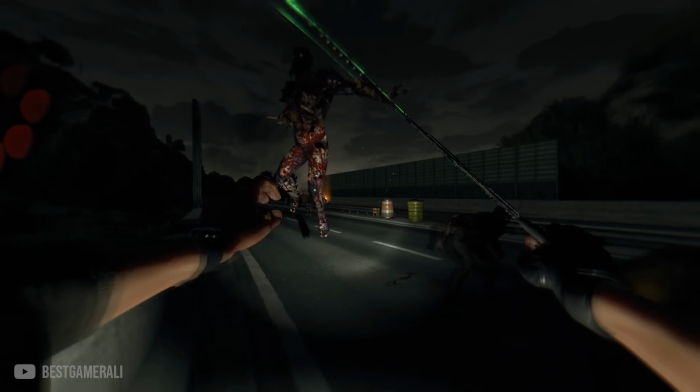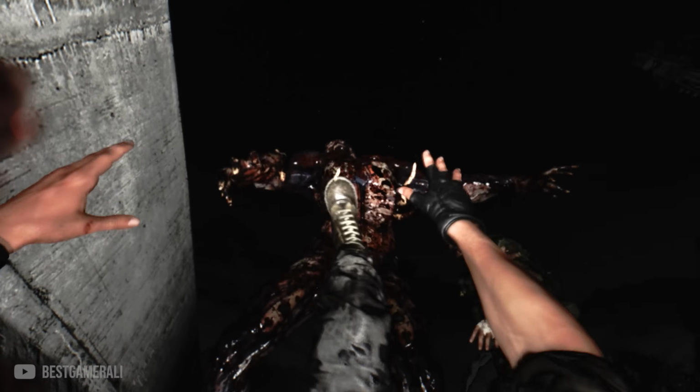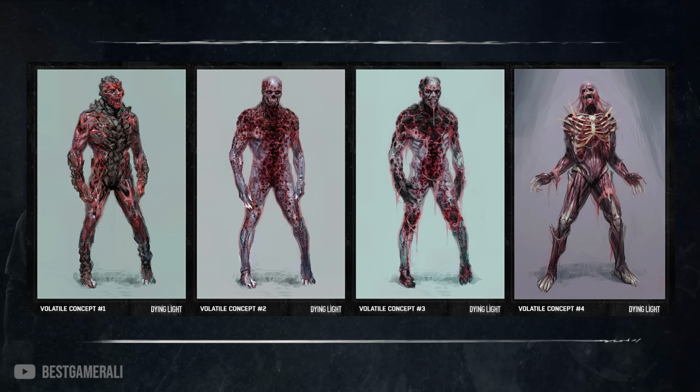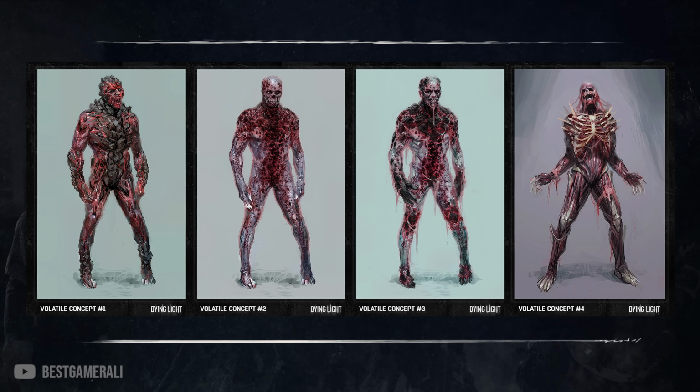So yeah, Techland seriously nailed the first two evolutions of the Volatiles. But hold on, did you guys know that Techland actually had more designs for the Volatiles that eventually got cancelled? Yes, here are 4 volatile designs that never made it to the final game.